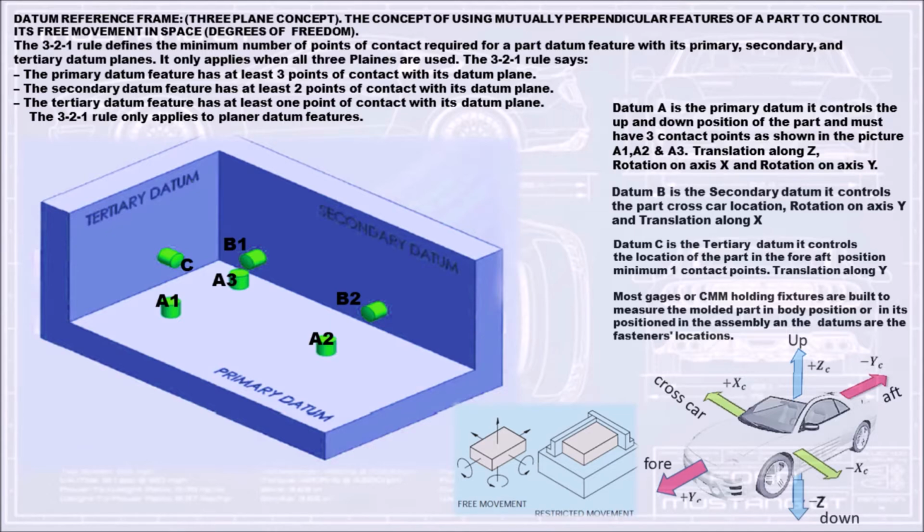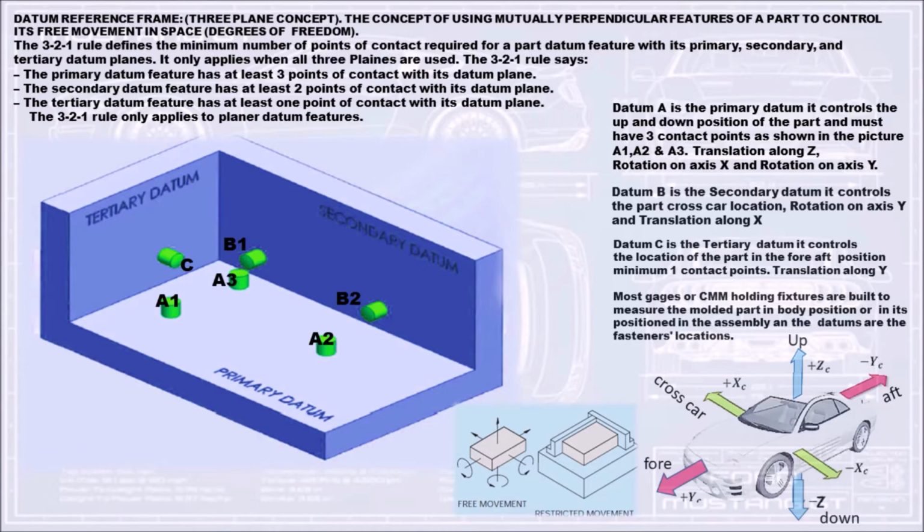It only applies when all three planes are used. The 3-2-1 rule says the primary datum feature has at least 3 points of contact with its datum plane. The secondary datum feature has at least 2 points of contact with its datum plane. The tertiary datum feature has at least 1 point of contact with its datum plane. The 3-2-1 rule only applies to planar datum features.